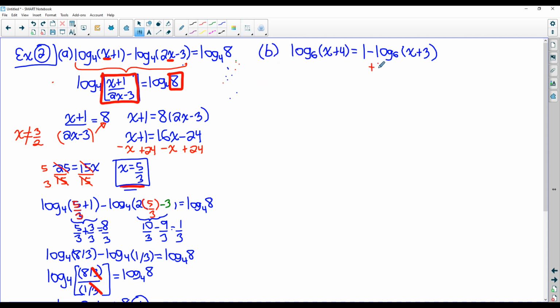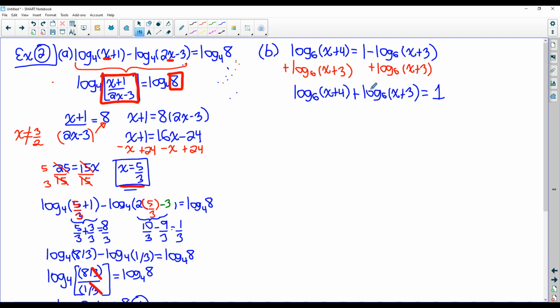So I will take this one, and we're going to add log 6, x plus 3 to both sides. And then what I'll have is I would have log 6, x plus 4, plus, we can't combine these logarithms yet. We'll deal with that in a moment, okay? Plus log 6, x plus 3 is equal to 1.